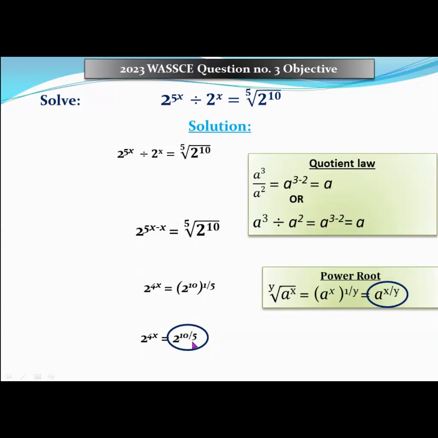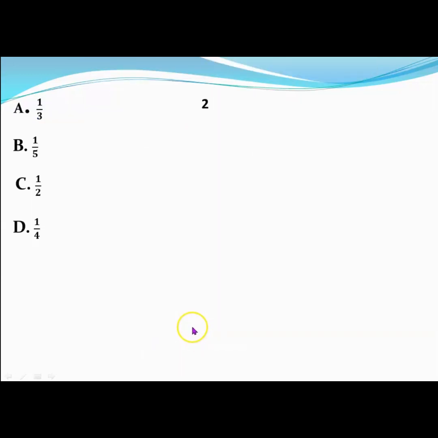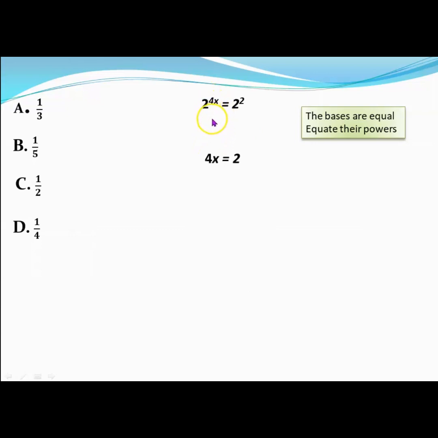Now, the next step that you need to take is that we need to divide 10 by 5, which is the result. 2 to the power of 4x will be equal to 2 to the power of 2, since 10 divided by 5 is equal to 2. Now, we look at the bases: we have base 2 here and base 2 here. The law says that if the bases are equal, then their powers must be equal. So we have 4x equal to 2, as the power.